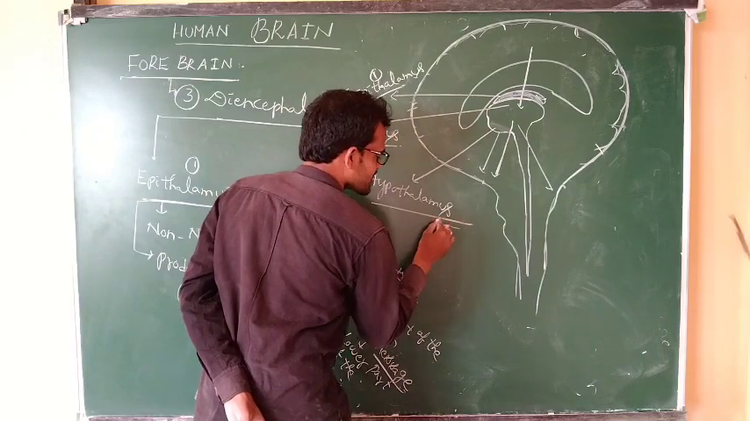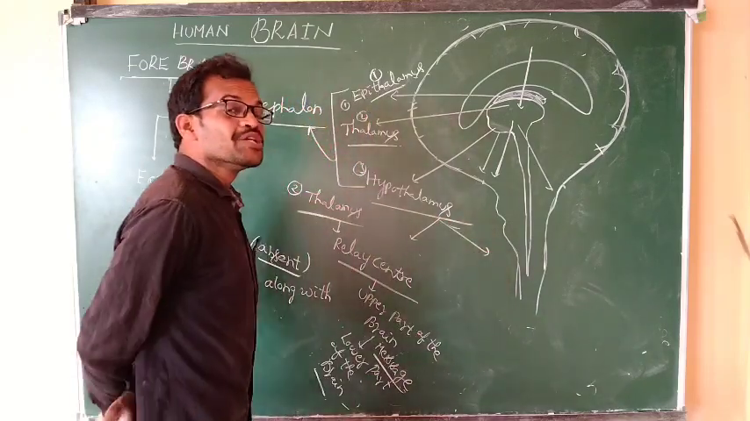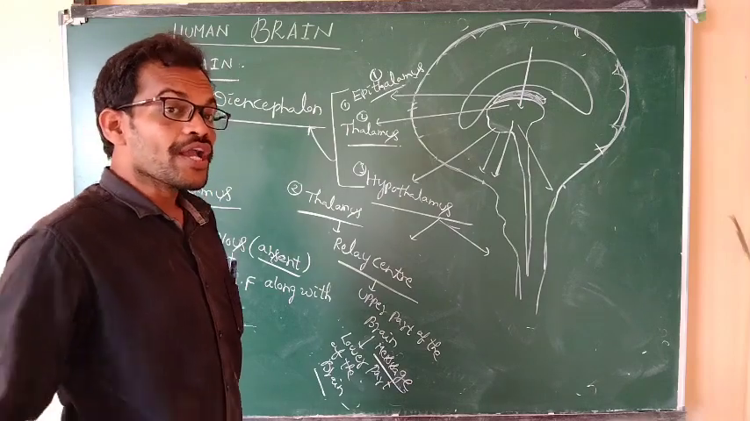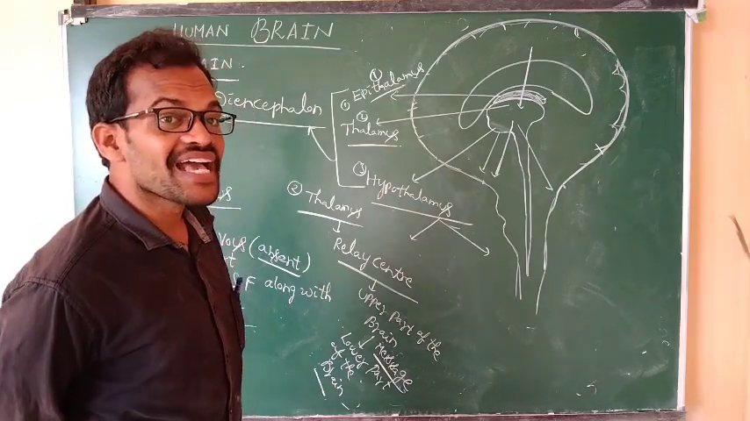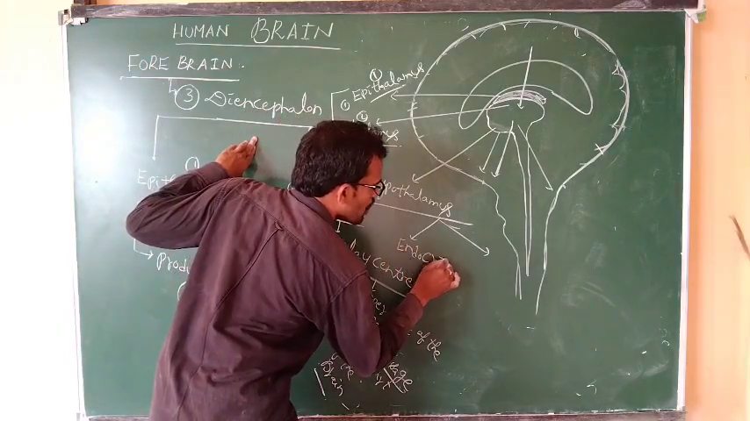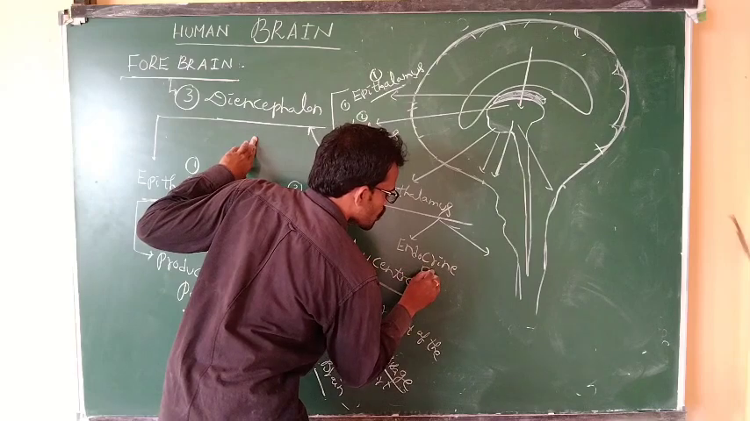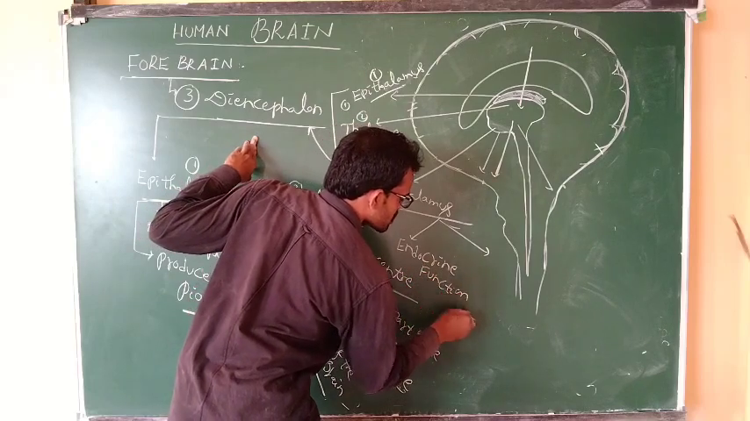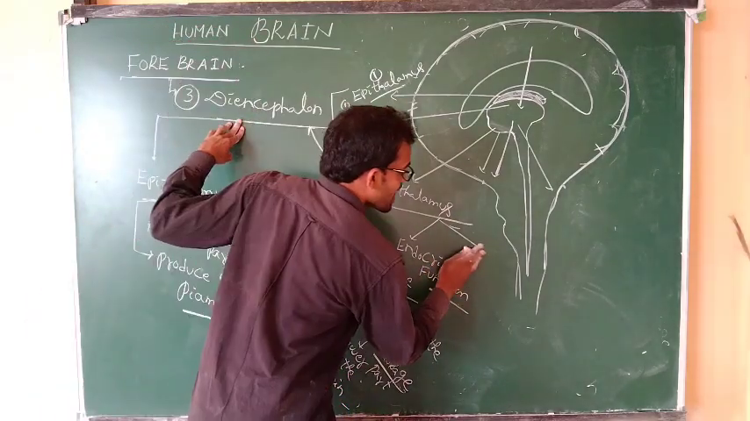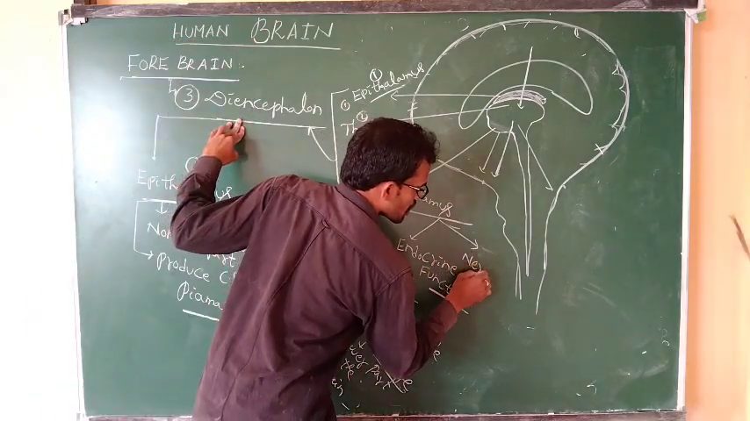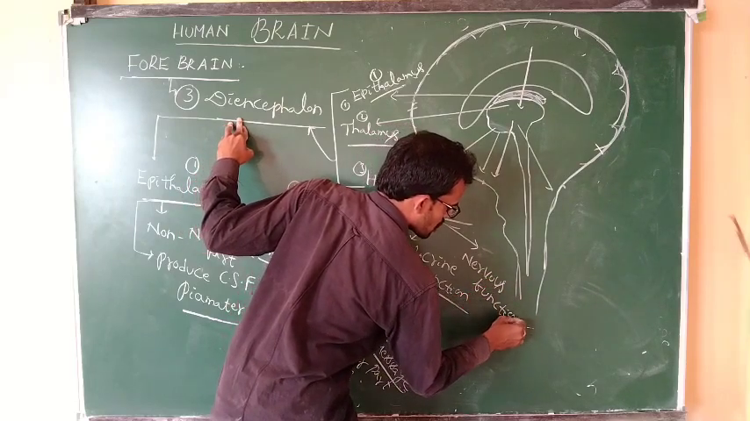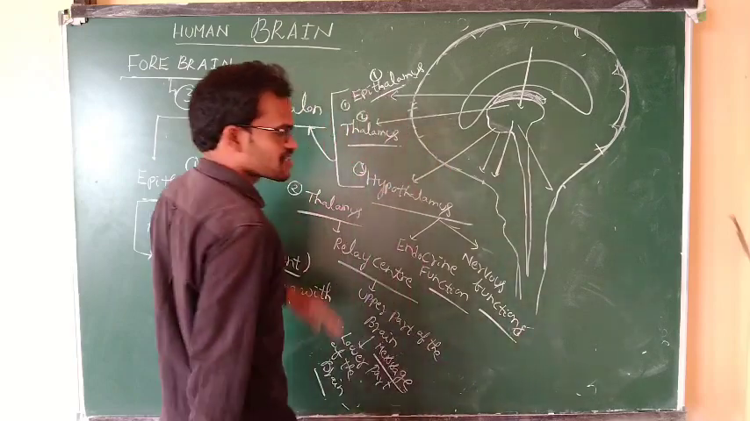The hypothalamus participates in the endocrine function as well as nervous function. Endocrine means hormonal function. They participate in the hormonal function and also in nervous regulation.